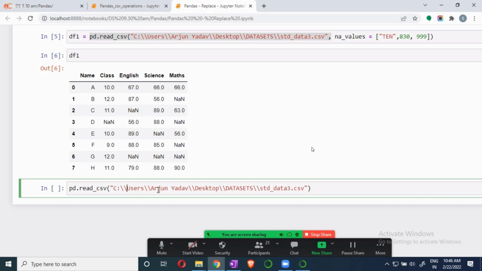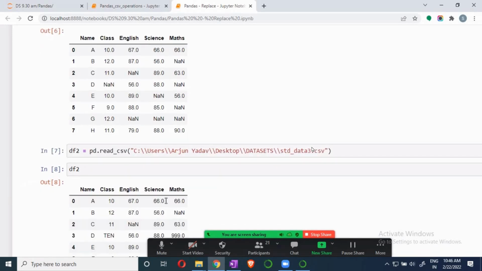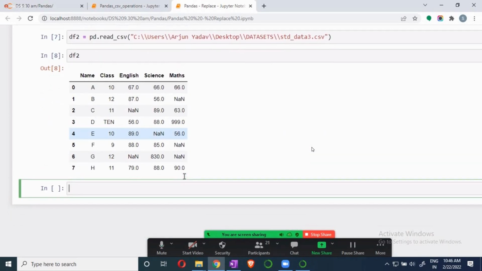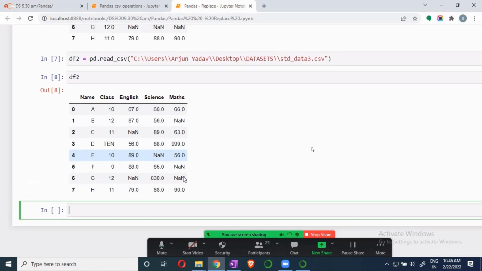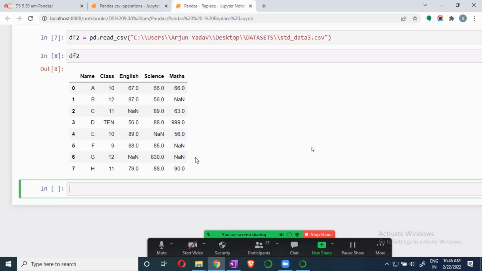In that data frame, we will be having the errors. How will we replace this one? How will we remove this error? By using the replace function. That is the first scenario.